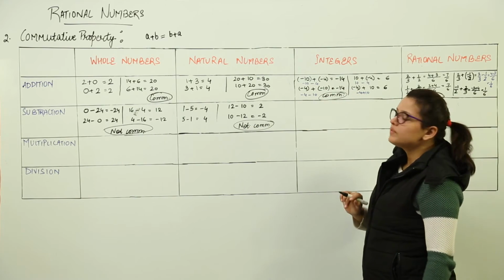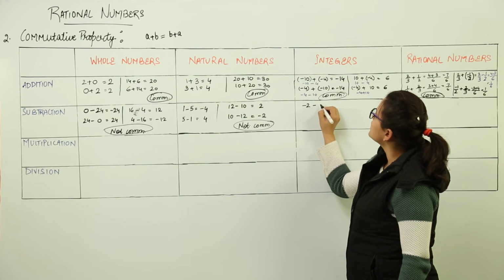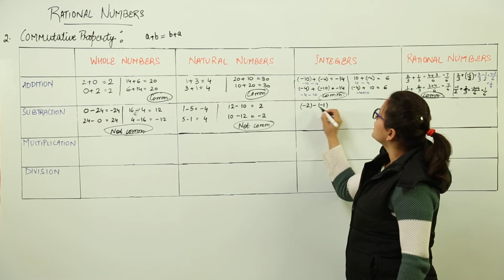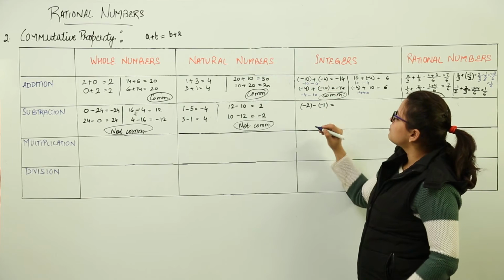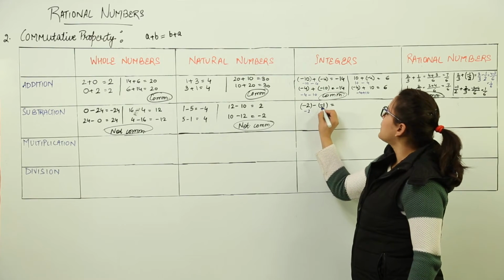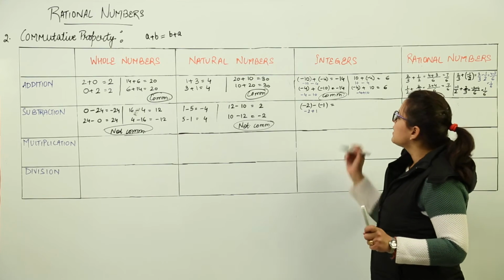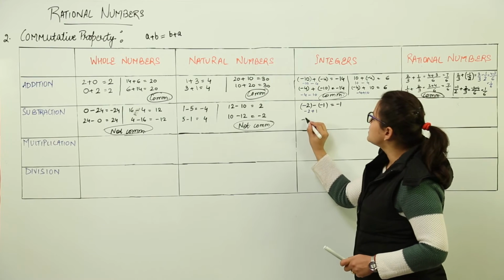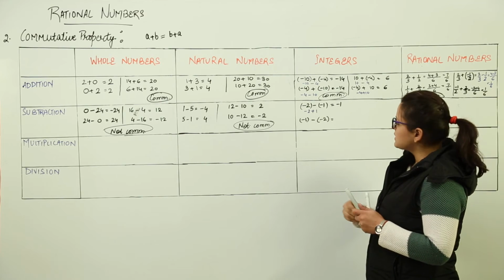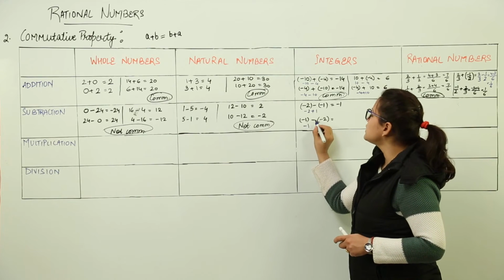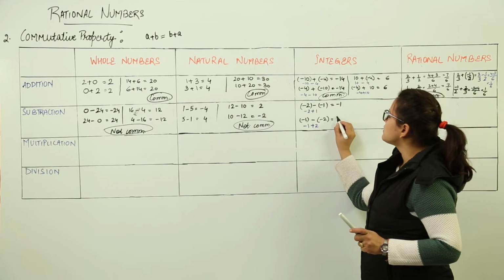Similarly, for the case of integers now, let us take any two integers, minus 2 minus minus 1. This will become what? Let us discuss it in detail as I have discussed previously. Minus 2 minus minus becomes plus 1. What is minus 2 plus 1? It is minus 1. If I reverse the order, minus 1 minus of minus 2. Now again, let us discuss it in step form. Minus 1 minus minus becomes plus 2. So this becomes plus 1.